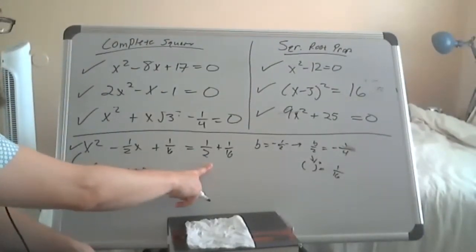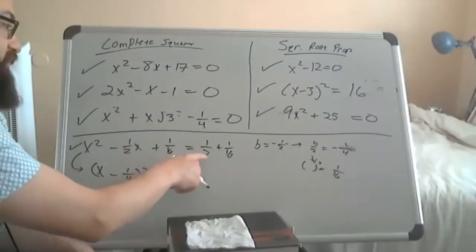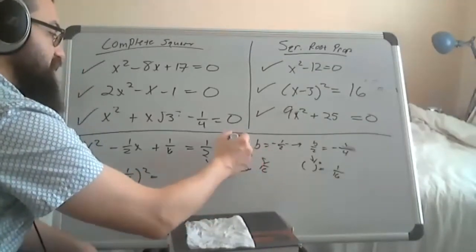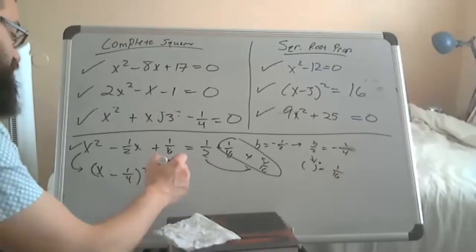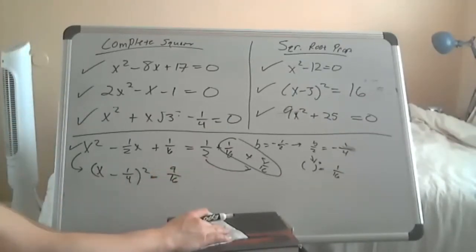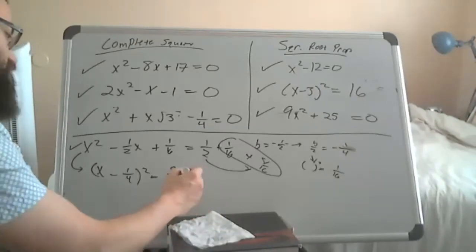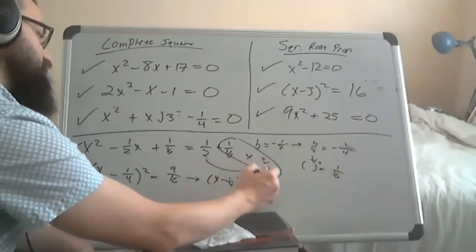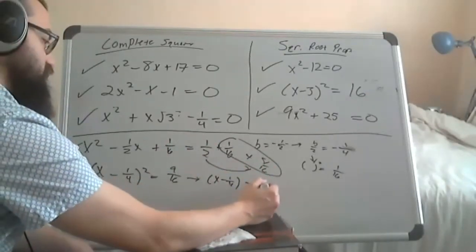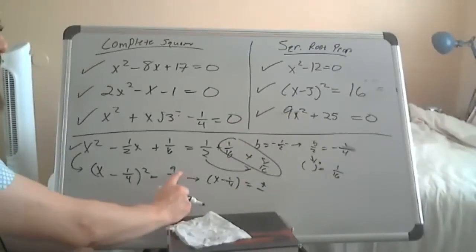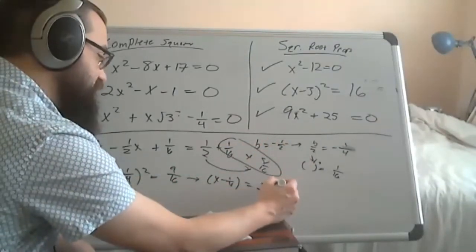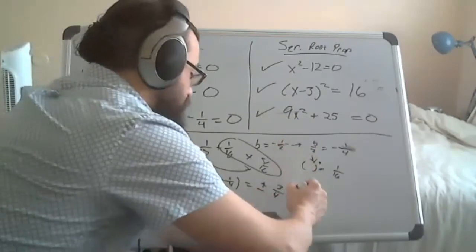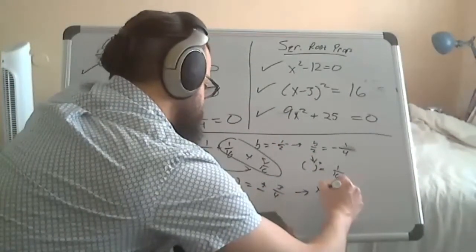Now we just need to simplify this part. This simplifies into here. This 1/2 is the same thing as 8/16. So 8/16 plus 1/16 is going to give us 9/16. Square root both sides. And we end up with x minus 1/4 equals, well, plus and minus the square root of 9/16, which is square root of 9 divided by the square root of 16. So plus or minus 3/4. And then we just add a 4th over there. There's a lot of stuff going on.